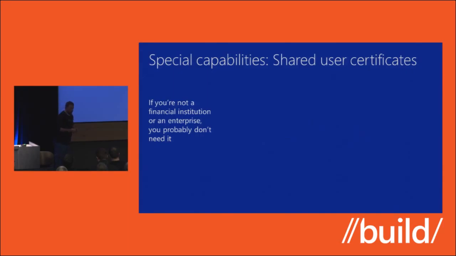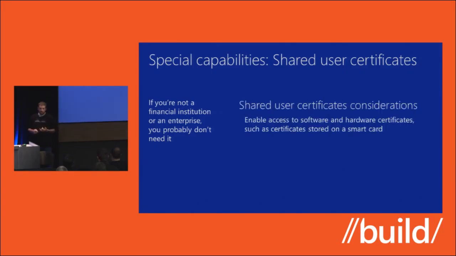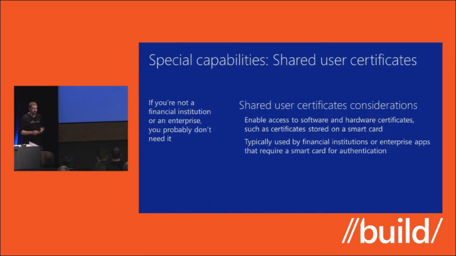The last one, and this one is probably the most obscure, but it's one I've seen confusion on, is shared user certificates. If you're not a bank or you're not an enterprise that's doing VPN or remote access, you probably don't need this. You don't need to declare this particular one. The purpose for these is to enable access to the hardware and software certificates on the user's machine. This is most commonly found, and probably a bunch of you have this, on your smart cards. Like, for example, if I'm going to log into corporate resources over the public internet, I use my smart card to authenticate. If I had an app that did that, for example, the remote desktop app that's in the Windows Store today, it has the ability to use shared user certificates, and I can then access the content on the smart card. And this is where you're going to find it.